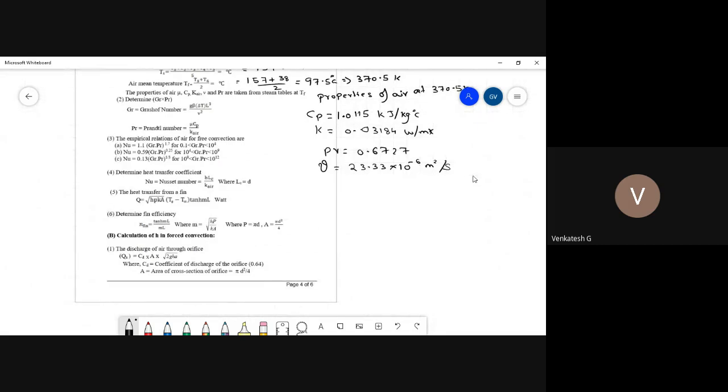Then we need to calculate the Grashof number. I'm going to do the calculation here. The Grashof number is given by g beta delta T LC cube by nu square. G is known to us, the gravitational constant, 9.81 meter per second square. Then beta, how can we calculate it? It is nothing but 1 by T film, the film temperature.